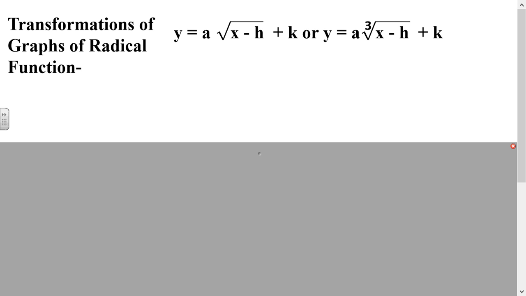So first, if we look at the square root function and the cube root function, they have the same thing. So I'm going to write on both of these at the same time. If there is a negative sign in front, that tells us that there is a reflection over the x-axis. So it's going to flip over the x-axis upside down.